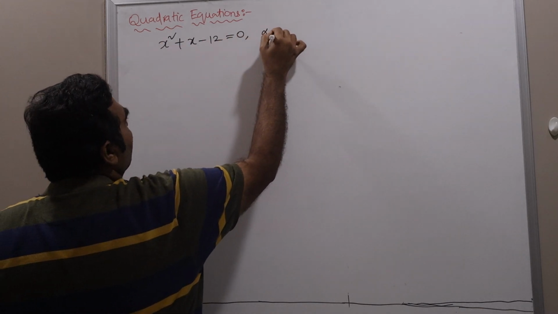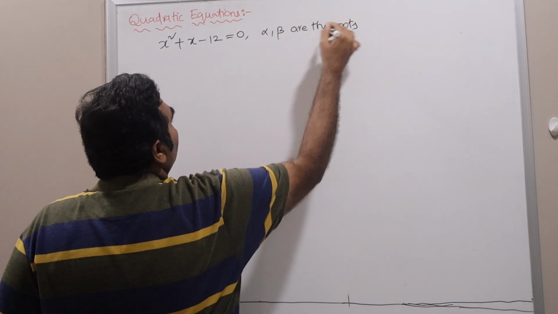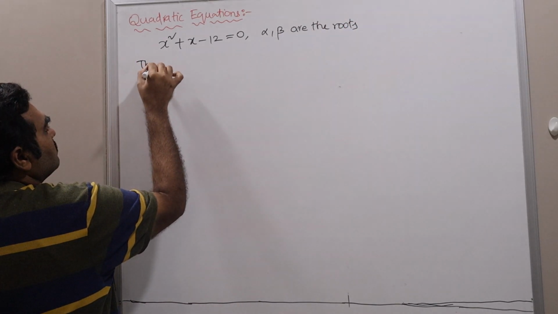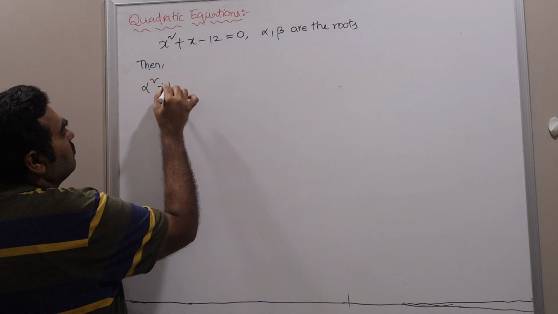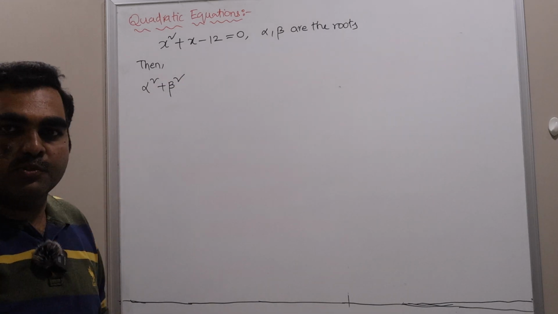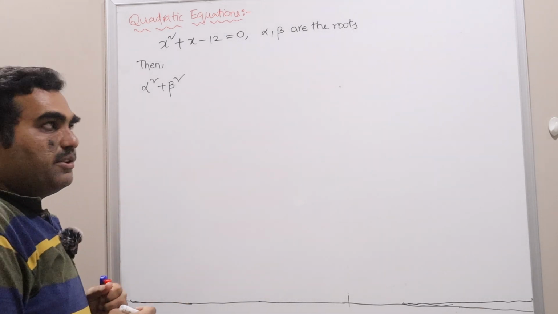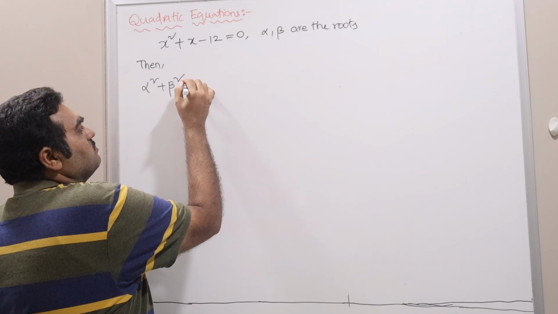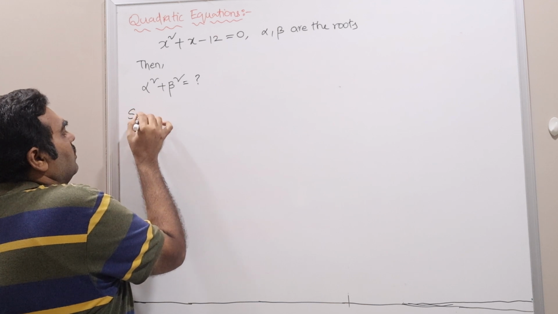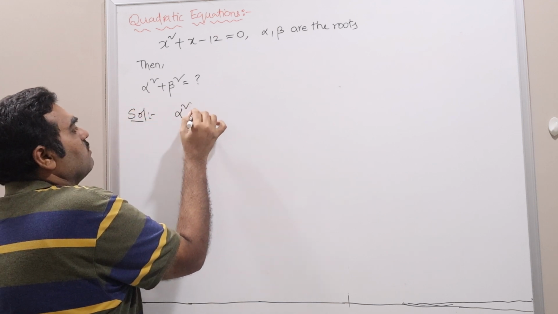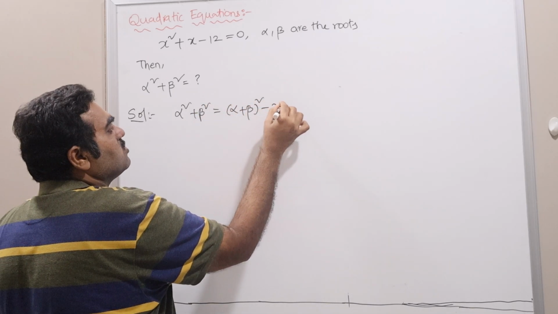Okay, so alpha and beta are the roots. Then let us find alpha square plus beta square. Once again, we will be using one of the basic concepts that you have learned in your high school. So a square plus b square solution. Alpha square plus beta square is nothing but alpha plus beta whole square minus 2 alpha beta.